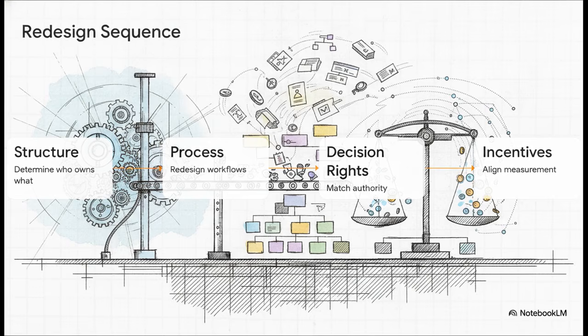And if you do decide you need a transformation, the sequence is strict and causal. Step 1, structure. 2, process. 3, decision rights. And 4, incentives. Think about it. If you design incentives before processes, you end up rewarding performance in workflows that don't even exist yet. If you assign decision rights before defining the structure, you're attaching authority to organizational boxes that are literally about to move. Each layer absolutely dictates the next.